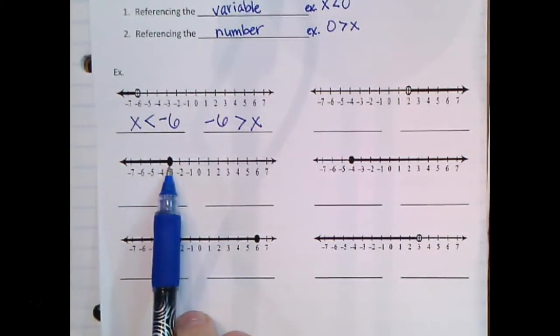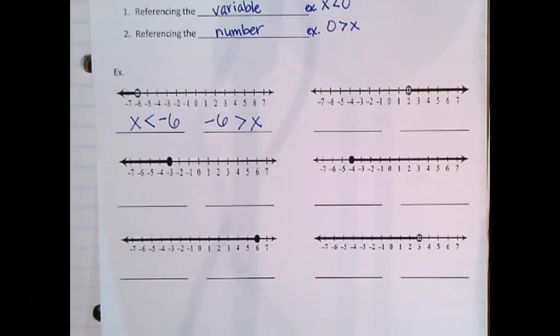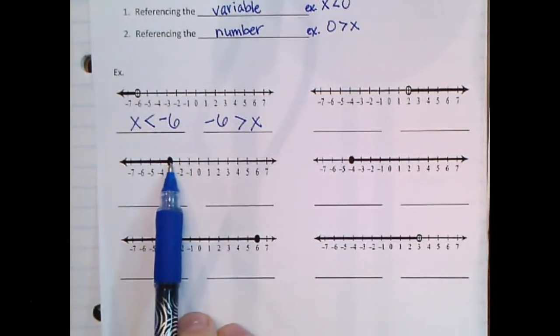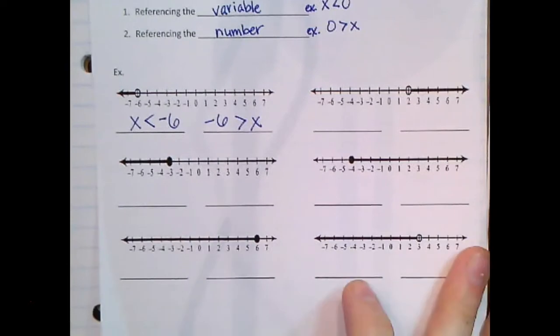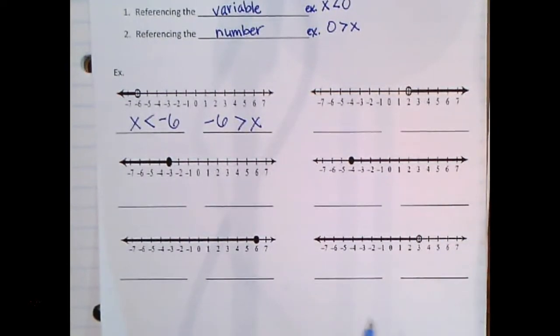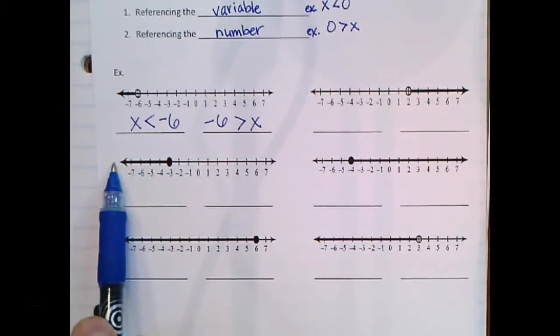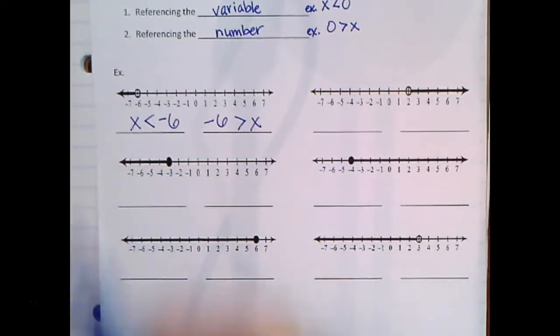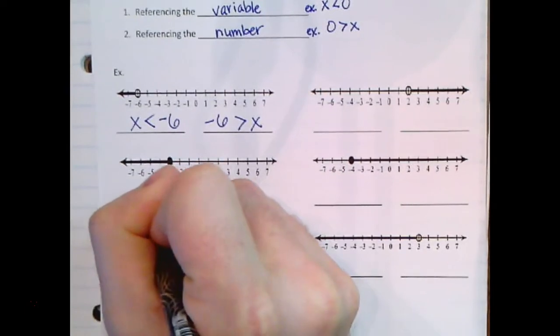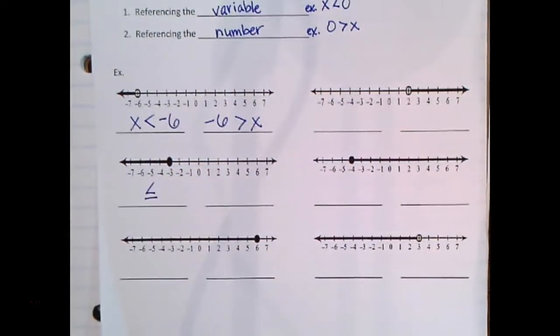We're going to take a look at an example here where you would have the equal to part. All right, so it's a closed circle, which means that it is equal to. So I'm going to have the equal sign as part of my inequality symbol. And again, it's pointing to the left. The arrow goes to the left, so it's going to be less than or equal to, x right there for my variable.